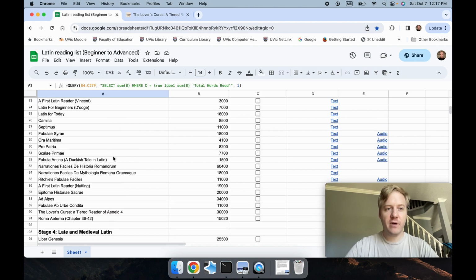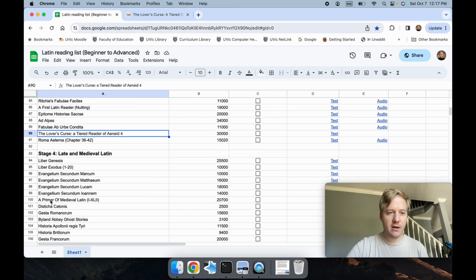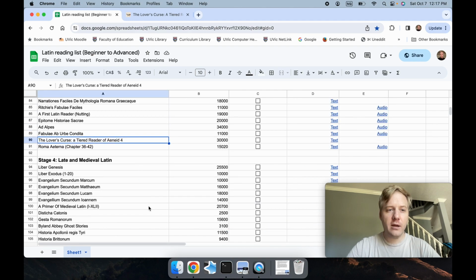I think you should read a bunch of other simpler readers first, but I think it fits comfortably once you're about ready to start Roma Aeterna or Ad Alpes, roughly that level. And you might be thinking, well, how does that make sense? Because the Virgil is obviously much more difficult than, even the Bible or medieval Latin conversations. Well, unadapted Virgil is not at this level. Actually, authentic Virgil is much, much more challenging than a lot of this stuff. When it's in the tiered reader context, it's much more comprehensible and appropriate in the situation.